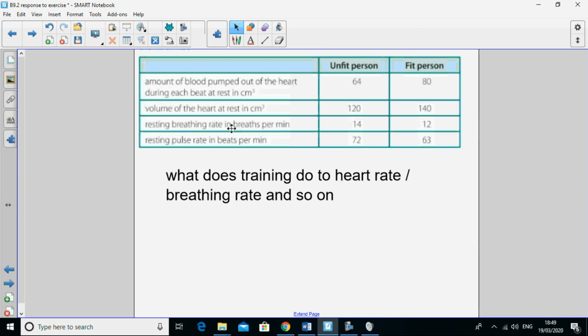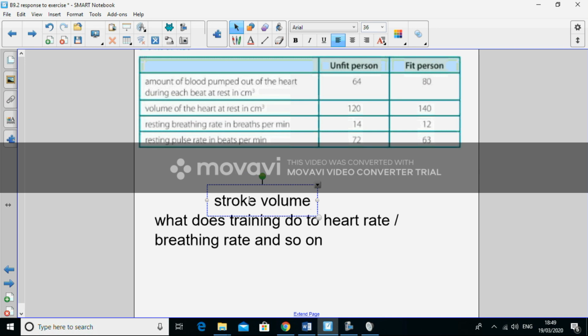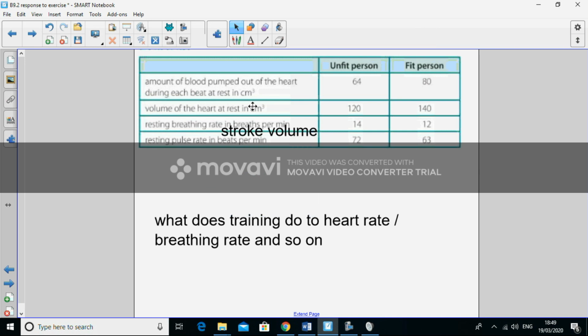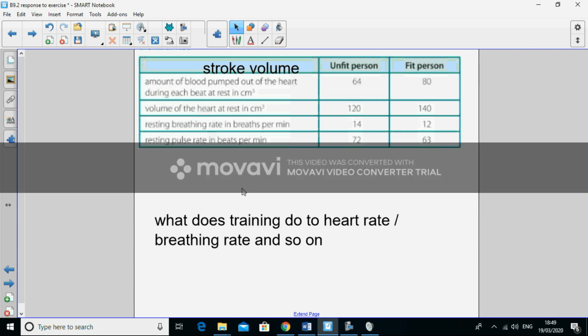Okay, so your notes, I'm hoping now, would include something called the stroke volume. Here it is. That's actually the amount of blood leaving the heart during a beat. That's the first box here. With somebody that's trained, the stroke volume has gone up. Your heart can pump more blood out per beat. The volume of the heart increases. So actually somebody that's trained has got a larger heart.